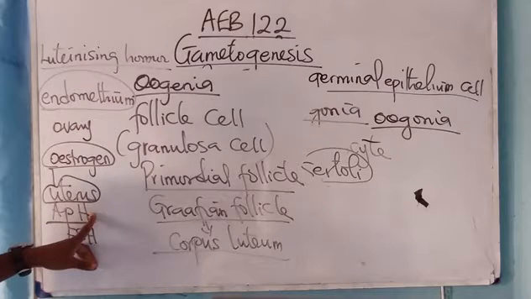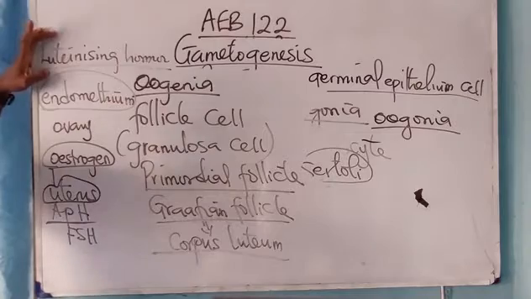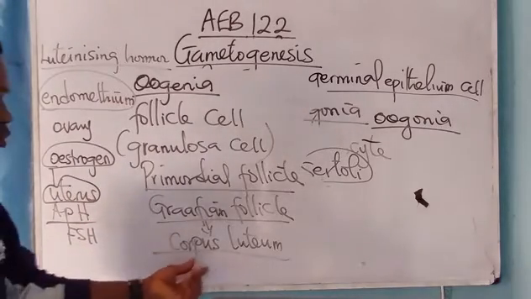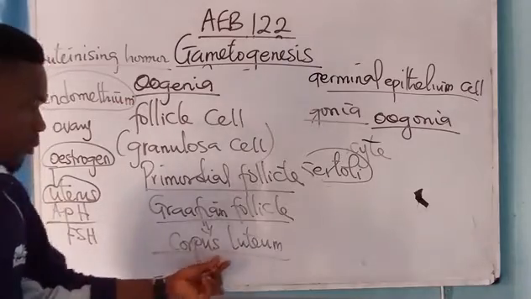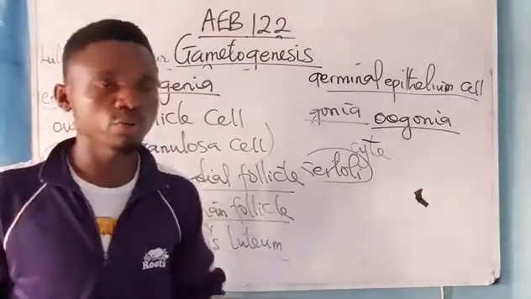Okay. I said it causes what? Ovulation. Then after ovulation, the Graafian follicle will develop into a yellowish body called what? Corpus luteum. This corpus luteum keeps secreting estrogen and what? Progesterone.